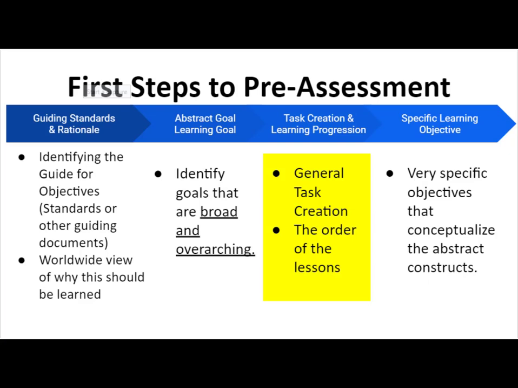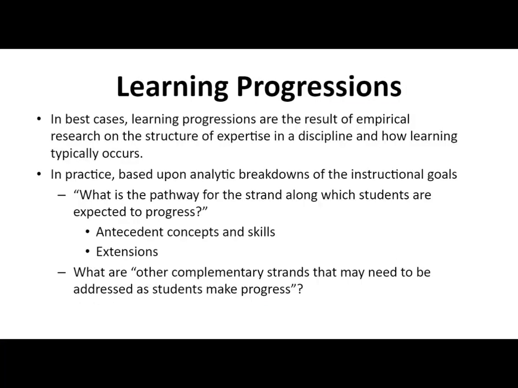Once you've decided on what type of tasks would fit your unit, the next thing to do is to put them in a logical order. This logical order is called a learning progression. Learning progressions are often the result of empirical research on the structure of expertise in a discipline and how that learning typically occurs. A lot of teachers gain insight on the learning progression from the order that things may appear in a textbook.